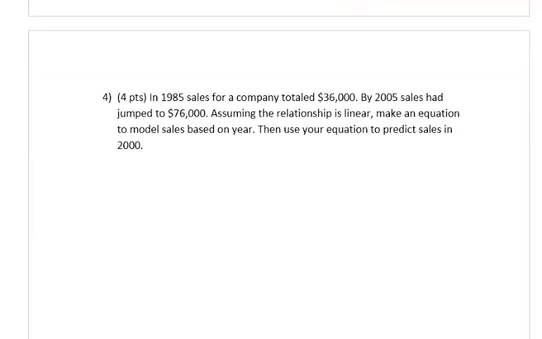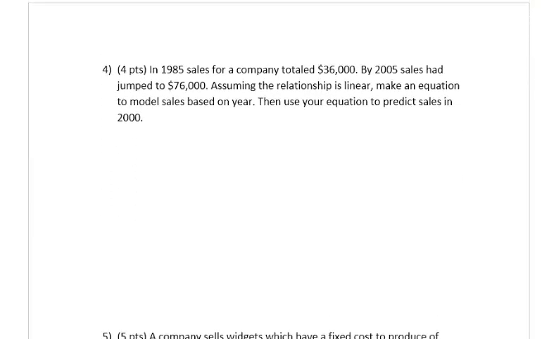Problem number 4, similar problem to number 2 actually. We just need to make an equation based on some points that are given to us. Now, one way to do this is say in 1985 sales were 36,000. And in 2005, sales were 76,000. And you can go through all the work with those big numbers, and you'll get the same exact final answer that I'm going to get, but I want to do it with some smaller, nicer numbers.